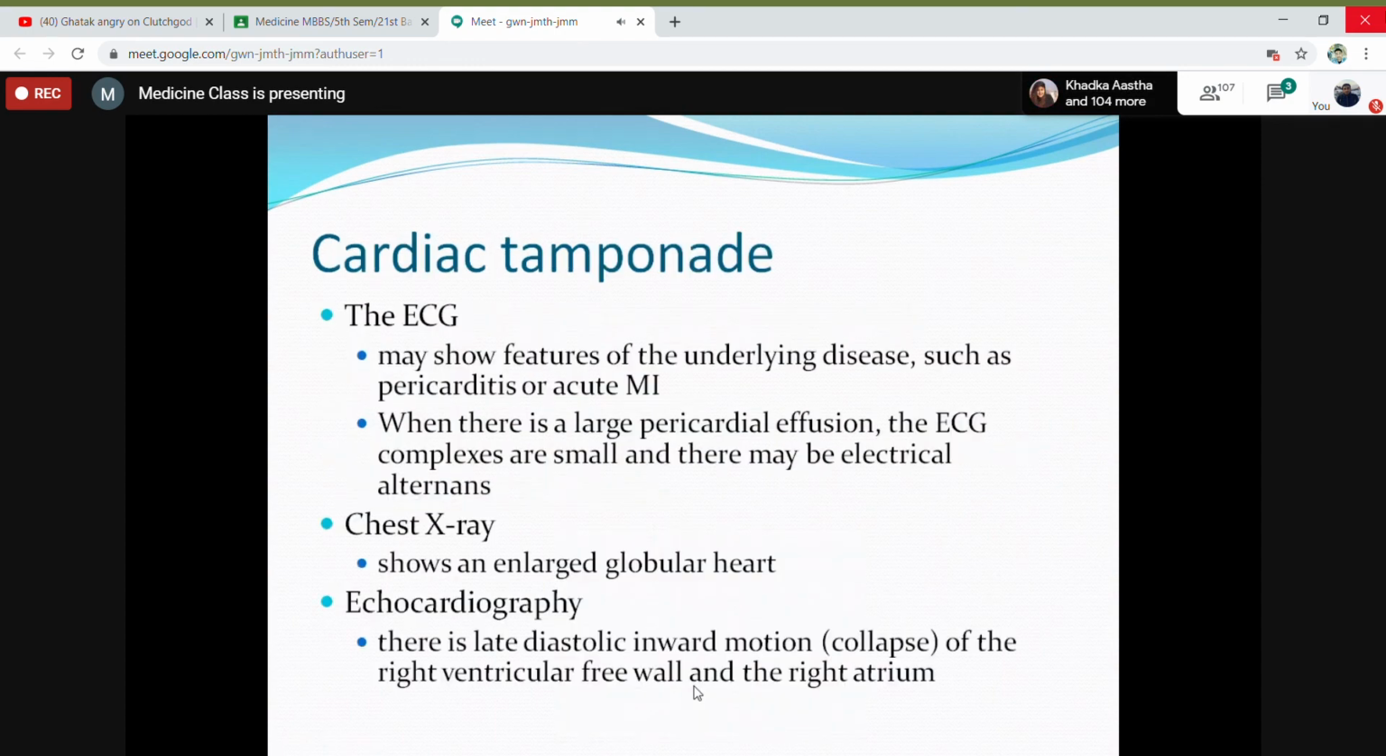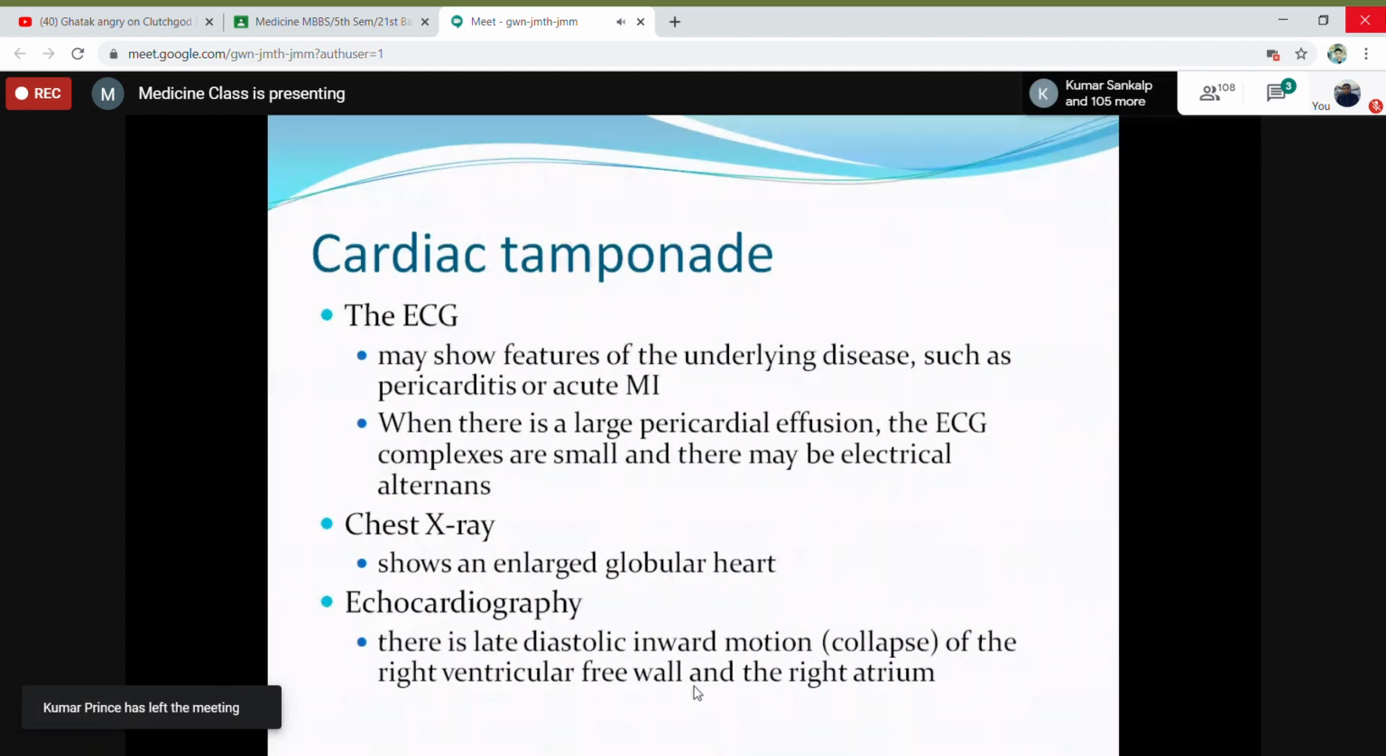For the investigation, ECG may show features of the underlying disease. So what is the cause for this cardiac tamponade? We can get the ECG changes of that disease, such as the ECG changes of pericarditis or acute myocardial infarction. In both, there will be ST segment elevation, but convexity in one and concavity in the other. When there is a large pericardial effusion, ECG complexes are small and there may be electrical alternans. Electrical alternans or low voltage ECG may be there.